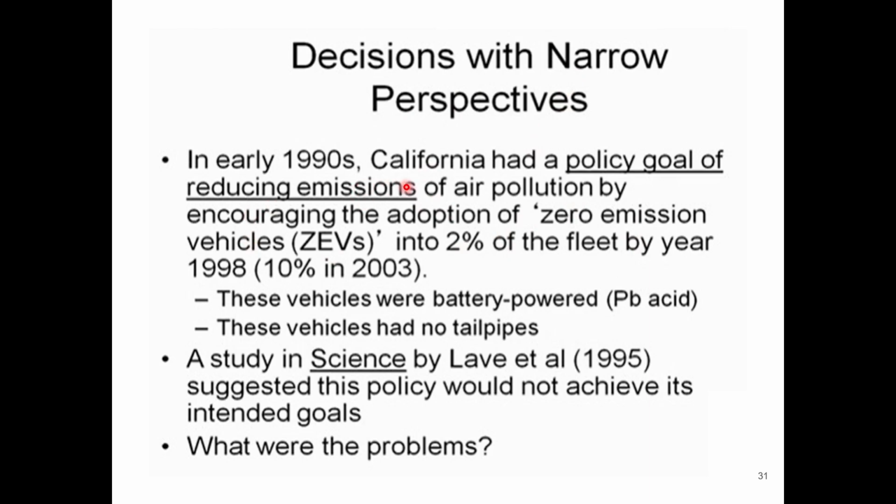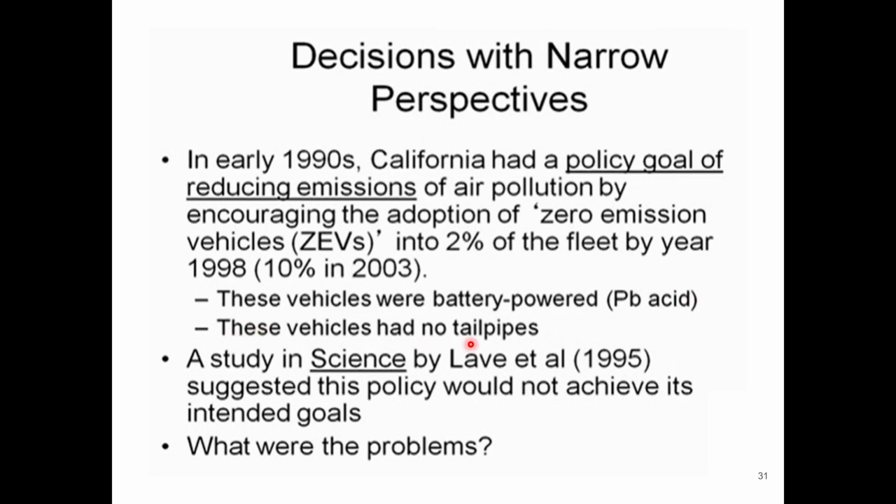In the early 1990s, California had a policy goal of reducing air pollution emissions by encouraging the adoption of zero emission vehicles, ZEVs. The goal was to replace 2% of the fleet with ZEVs by 1998 and 10% by 2003. The idea to achieve that was to use battery powered vehicles, with lead acid batteries.